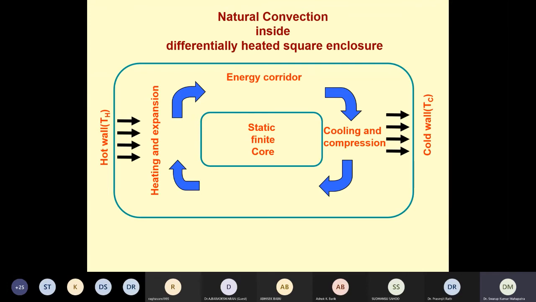So that makes the fluid move from the hot wall side to the cold wall side, and this is what we call the horizontal movement. We say that it is an energy corridor, that is, the movement of hot air from the left hand side coming to the cold wall, where it is getting cooled and compressed.